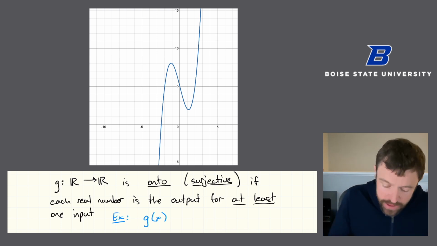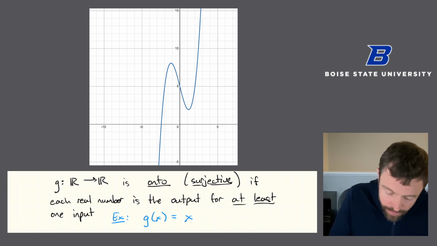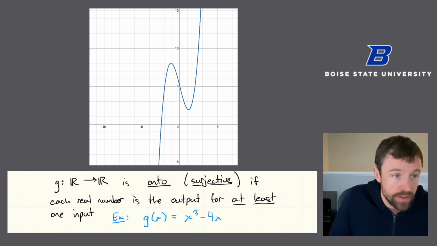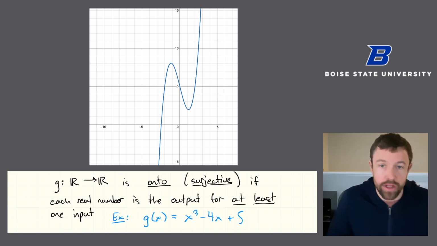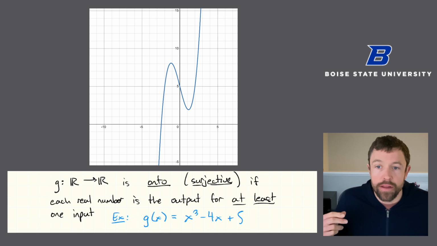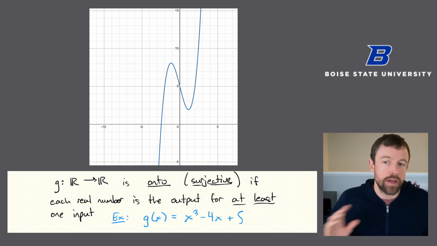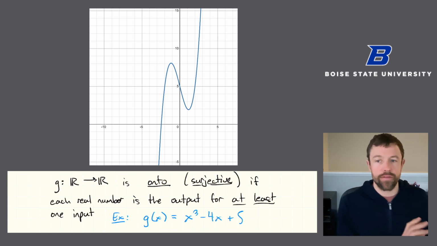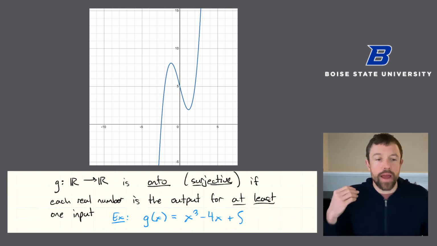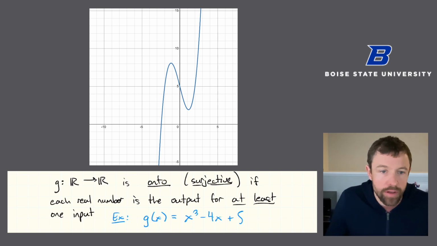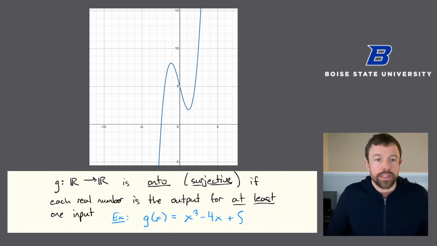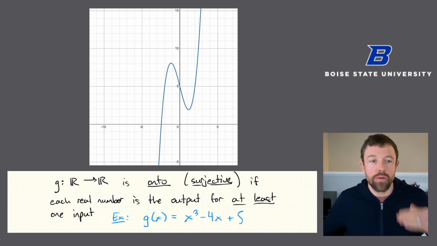This example, g of x equals x cubed minus 4x plus 5. Now, these cubic functions, you're hopefully familiar with them. They kind of go off to infinity in each direction. And this one goes off to positive infinity as we move to the right and negative infinity as we move to the left. And so every possible y value appears as an output. The way we describe this is in terms of another horizontal line test. We say that if we draw a horizontal line, it will always cross this graph at least once.